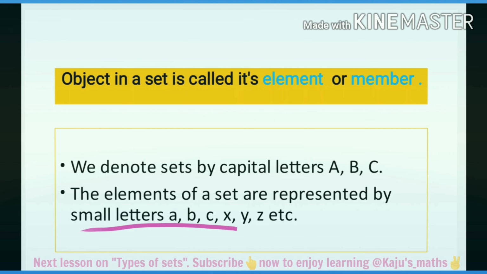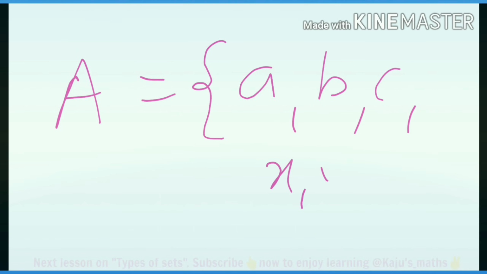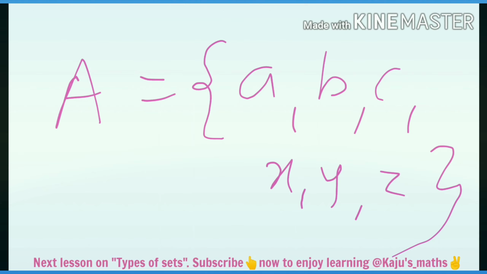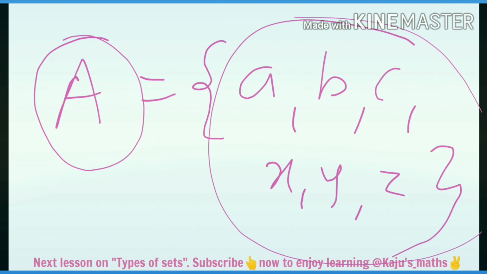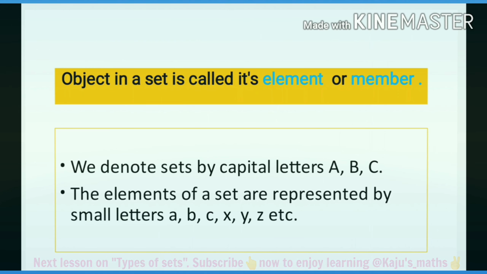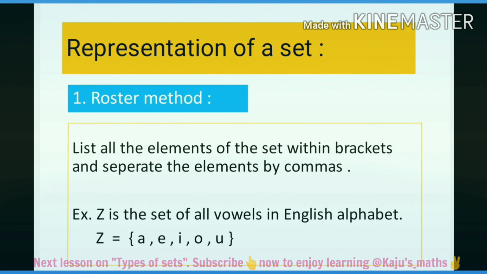And for elements of set, we have to use small letters. Okay, so if you have to represent any elements in a set, you have to use small letters like a, b, c, x, y, z, so on. So this is set A having these elements. Okay, so for representing set, you have to use capital letters, and for its elements, you have to use small letters.